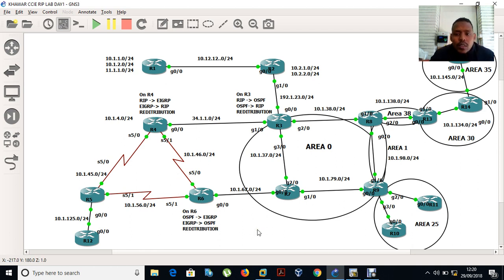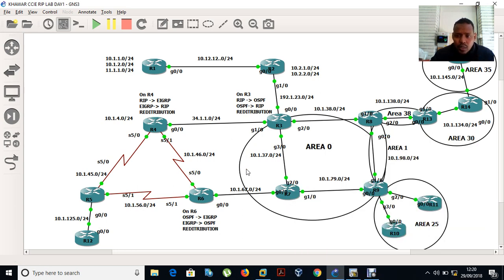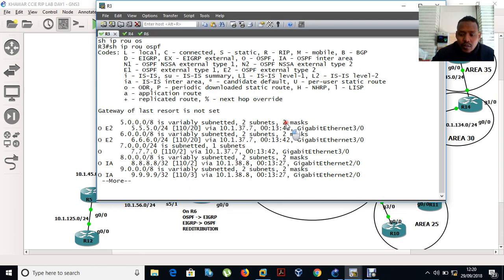When you have all these routing protocols together, you want routes from here, area 35, to reach the RIP routes on the left-hand corner. To have that reachability, you need something called redistribution, because each routing protocol has its own routing table. For example, if I go to this router and say show IP route OSPF, I have this routing table of OSPF.